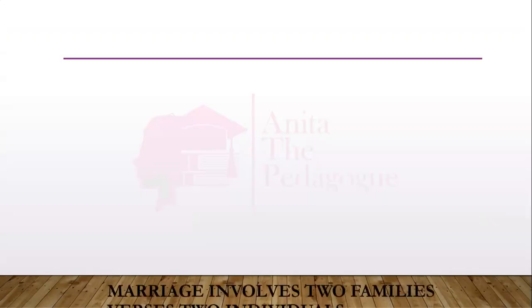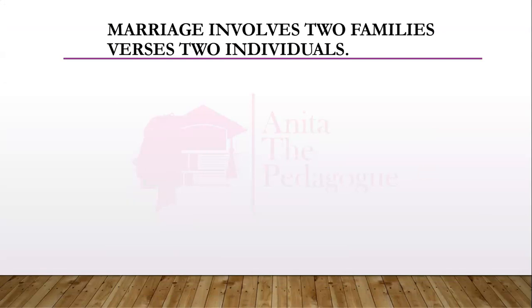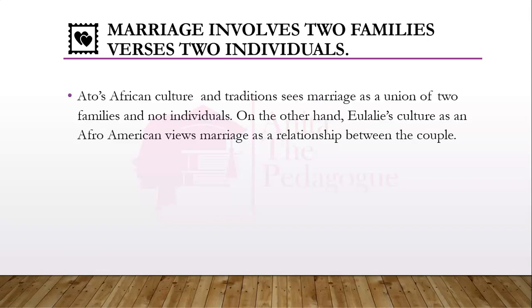Beginning from marriage involves 2 families versus 2 individuals. Now when you look at this particular theme, you realize that when we talk about marriage, it is a union between 2 people who have agreed to live together as husband and wife. Now, Ato's culture and traditions sees marriage as a union of 2 families and not individuals.